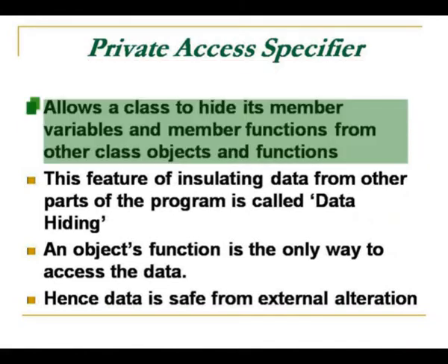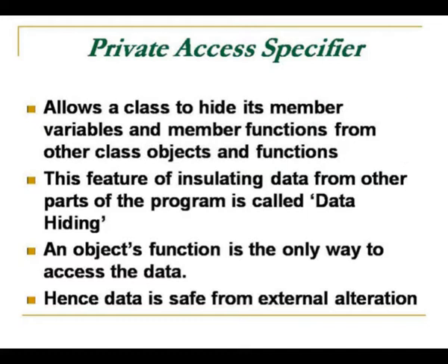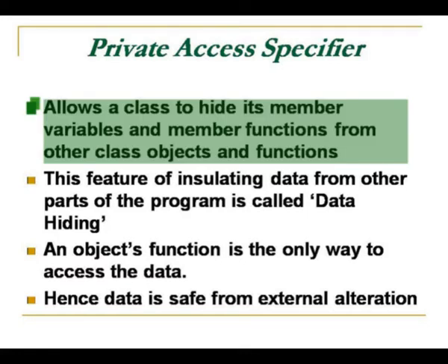Next we move over to the private access specifier. This allows a class to hide its member variables and member functions from other class objects and functions. So, this is just the opposite of the public access specifier. In public, all the internal components of a class are accessible and visible to all other classes and objects. When we use this keyword private, none of the member functions or variables which are defined after this keyword are visible to other classes and functions.